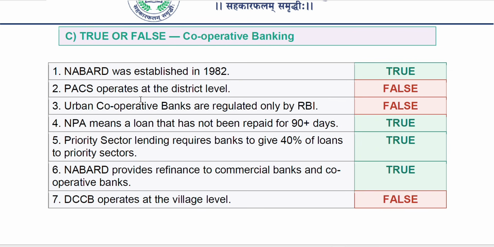True or false for cooperative banking? NABARD was established in 1982. True. PACS operates at the district level. False, PACS operates at the village level. Urban cooperative banks are regulated by RBI. True. NPA means a loan that has not been repaid for 90 plus days. True. Priority sector lending requires banks to give 40% of loans to the priority sector. True. NABARD provides refinance to commercial banks and cooperative banks. True. DCCB operates at the state level. False.